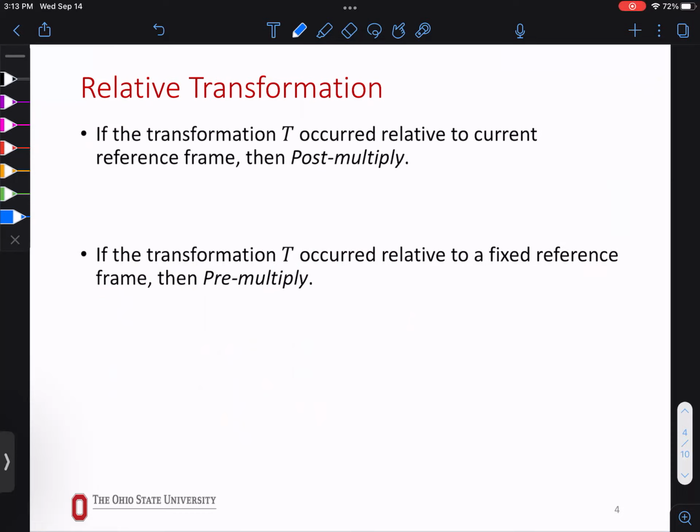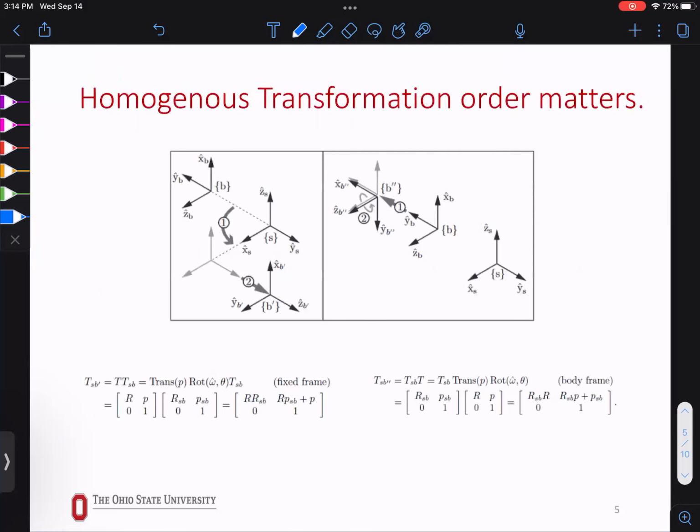So we follow the same rules. If transformation T happened relative to the current reference frame, it is post-multiply. If it happened with respect to a fixed reference frame, it is pre-multiply. Same thing. Current frame, body frame are the same thing. You just call them in different ways. Now, to see why it is important.